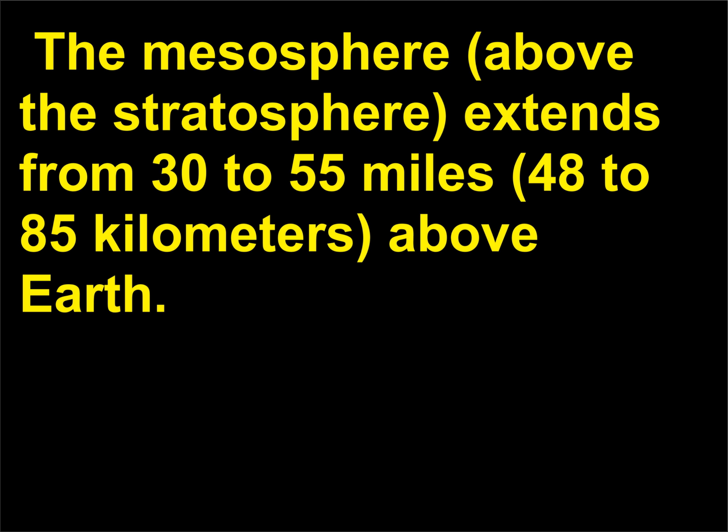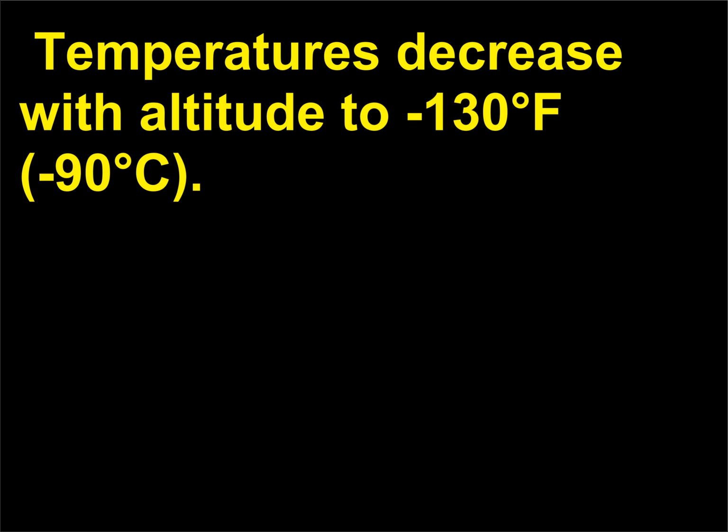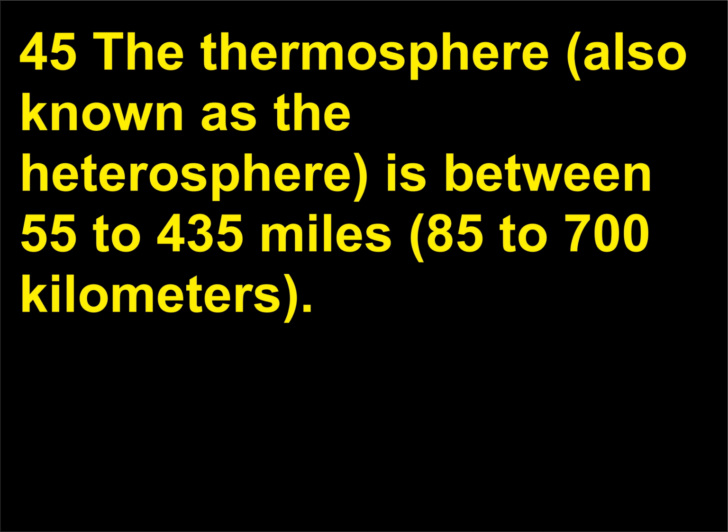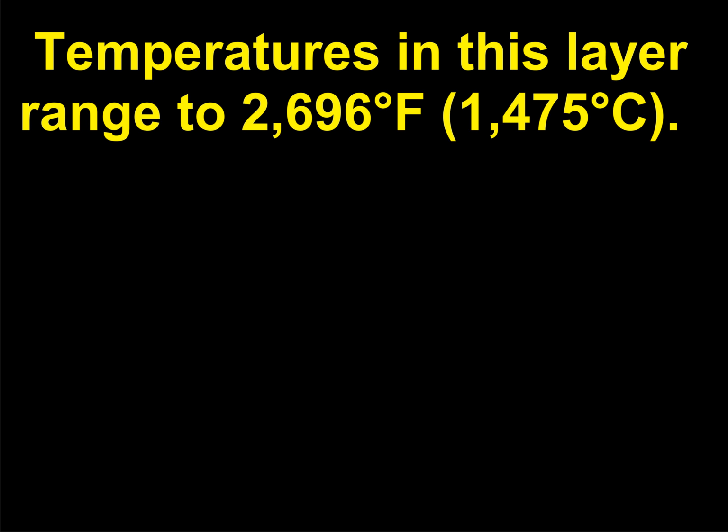The mesosphere, above the stratosphere, extends from 30 to 55 miles, 48 to 85 kilometers, above Earth. Temperatures decrease with altitude to minus 130 degrees Fahrenheit, minus 90 degrees Celsius. The thermosphere, also known as the heterosphere, is between 55 to 435 miles, 85 to 700 kilometers. Temperatures in this layer range to 2,696 degrees Fahrenheit, 1,475 degrees Celsius.